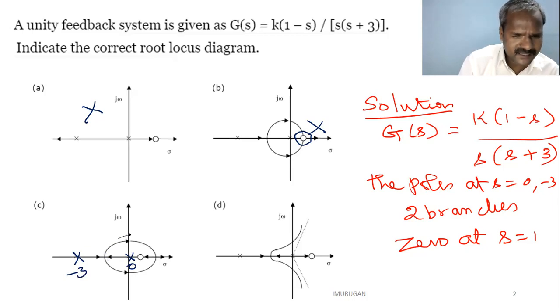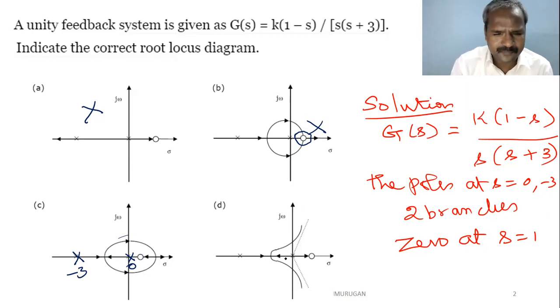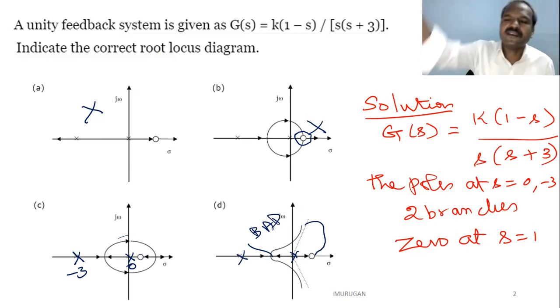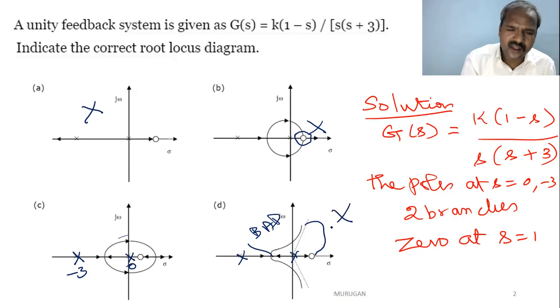Then one branch should terminate at 0. But in this diagram, there are two branches between these two poles that take a breakaway, yet at least one should terminate at 0, and both are terminating at infinity. So this option is also wrong. So this is the correct answer.